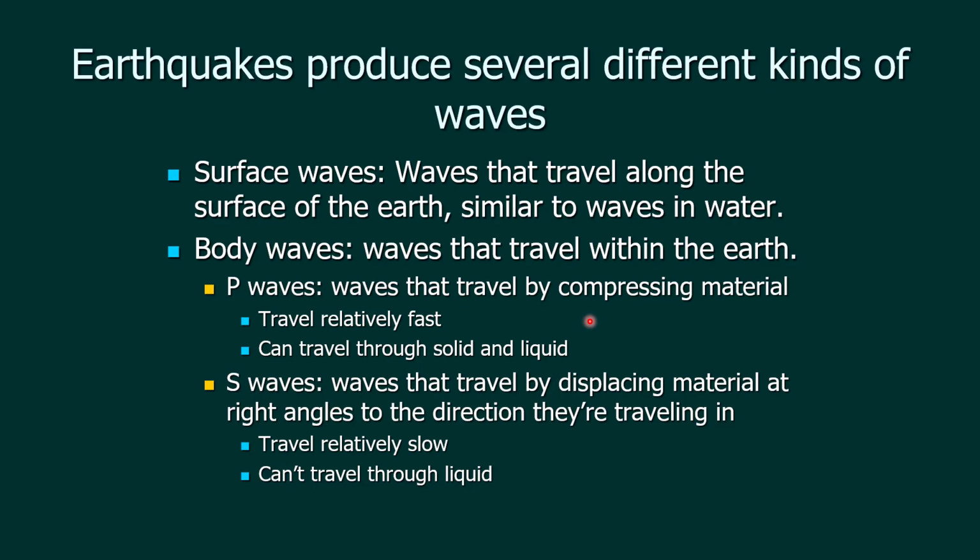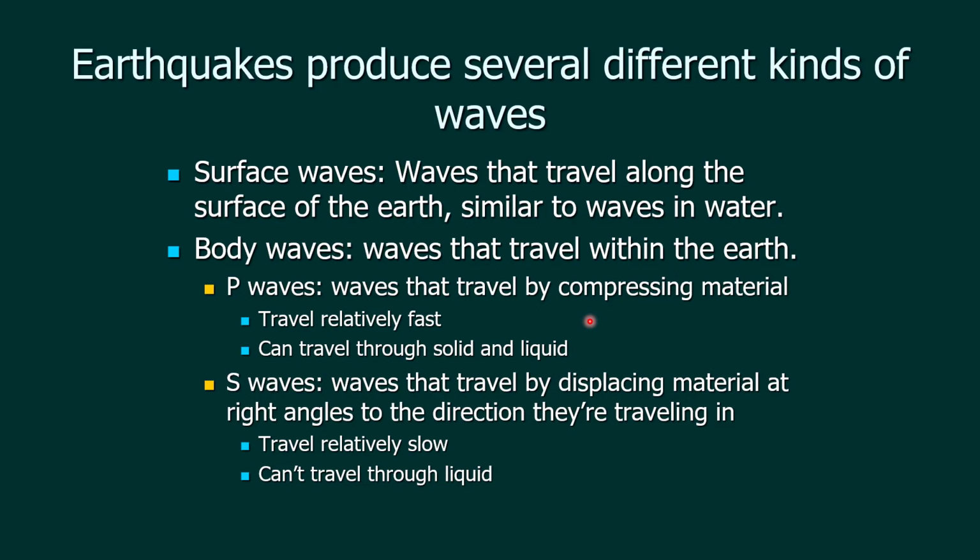Okay, now, surface waves actually do the most damage, but we are going to concern ourselves more with body waves, actually. Because body waves, as I said, travel inside of the Earth, and they can tell us something about the inside of the Earth. So there's two kinds: P waves and S waves. P waves travel by compressing material, right?